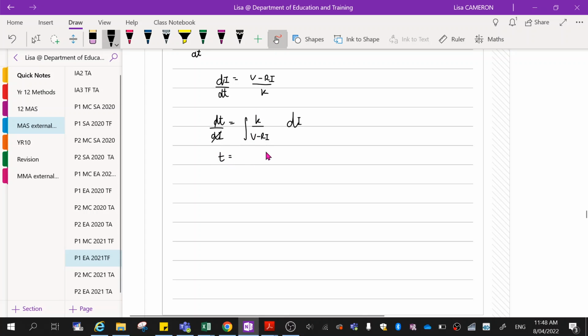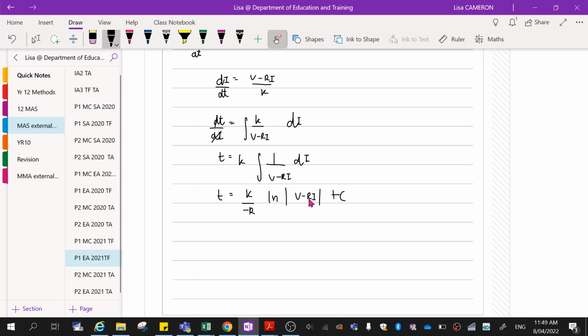So t is going to be equal to, now I can take the k out the front, it's just a constant, the integral of 1 over v minus ri di. Now everything else in this expression gets treated like it's a number, so you just ignore it. The only thing in there that's really interesting is the I part. So when I integrate this, if I differentiate the bottom of that, I'll be left with minus r. So minus r is coming to the bottom over here: k over minus r ln(v minus ri) plus c. So that's what my expression becomes.